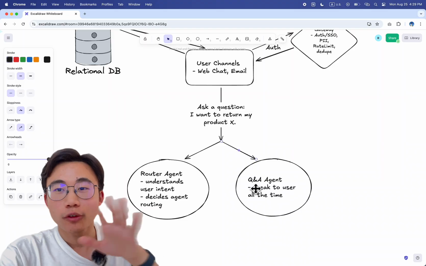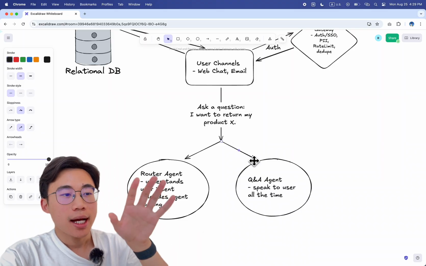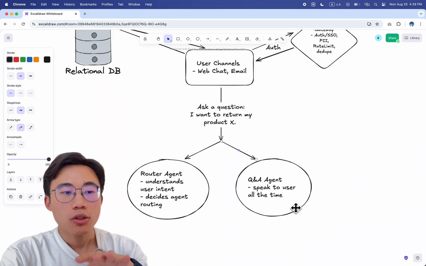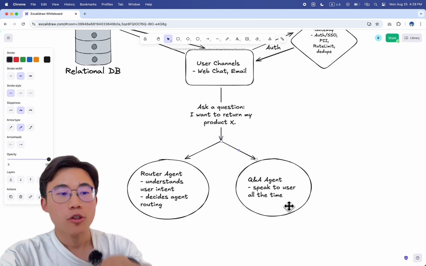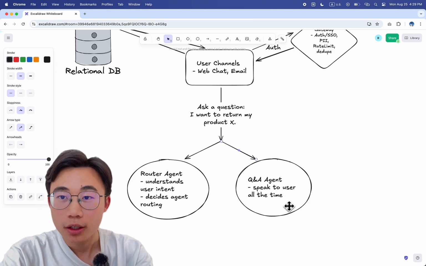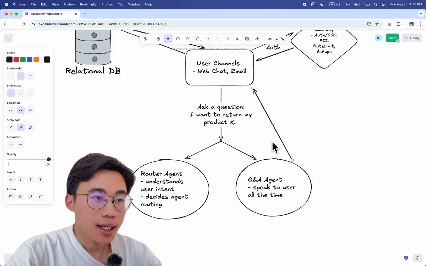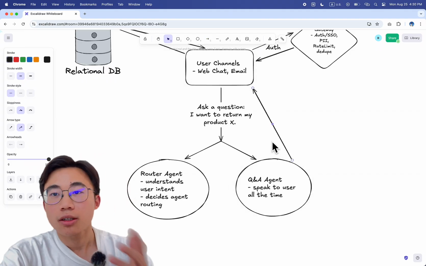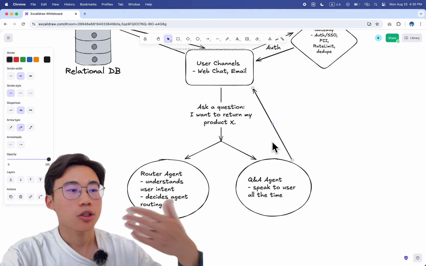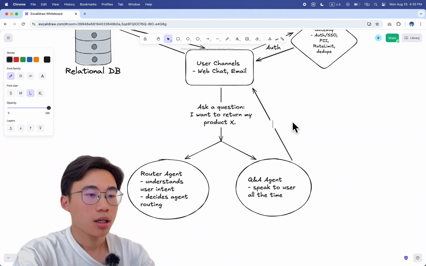You want the conversation to flow naturally. So perhaps after you ask the first question, it will flow into the Q&A agent, and that will start to speak to the user all the time. It will probably respond to the user by saying something like, oh, thanks for asking the question, let me just check it for you. And then start showing them a thinking process, responding to the user in real time.